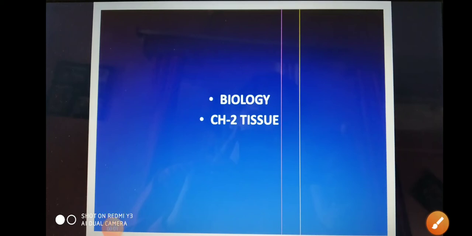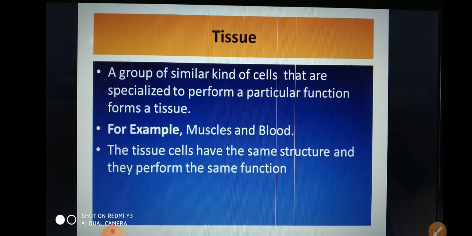Good morning, students. We are going to start chapter number 2, and the name of the chapter is tissue. In this chapter, we will read about the animal tissues as well as the plant tissues. Now, the first topic of the chapter is the term tissue. What's the meaning of the term tissue?